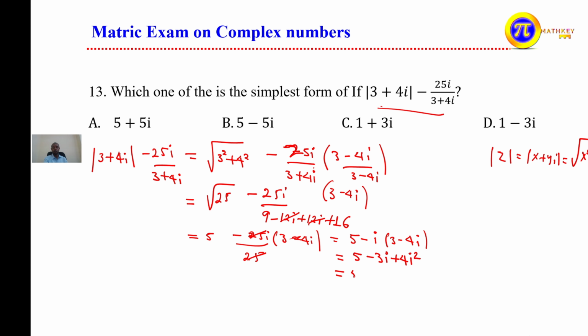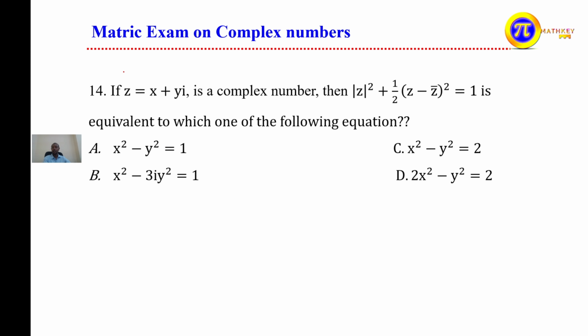Now this is equal to 5 minus 4i squared, and i squared means negative, so it becomes negative 4 minus 3i. 5 minus 4 is 1, so this is equal to 1 minus 3i. So the solution becomes 1 minus 3i. The alternative that we have is D. The answer for this one is D.